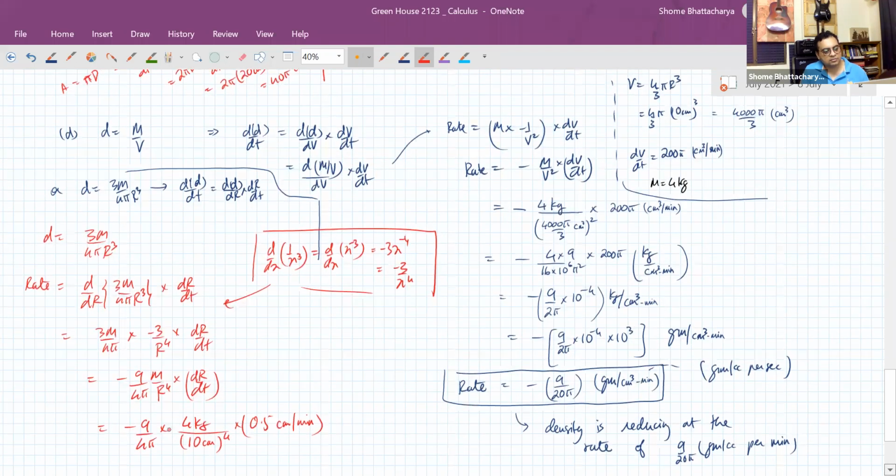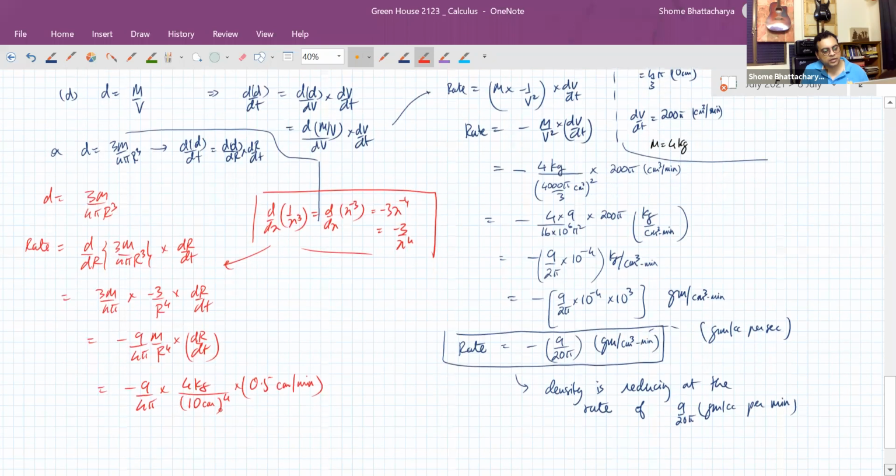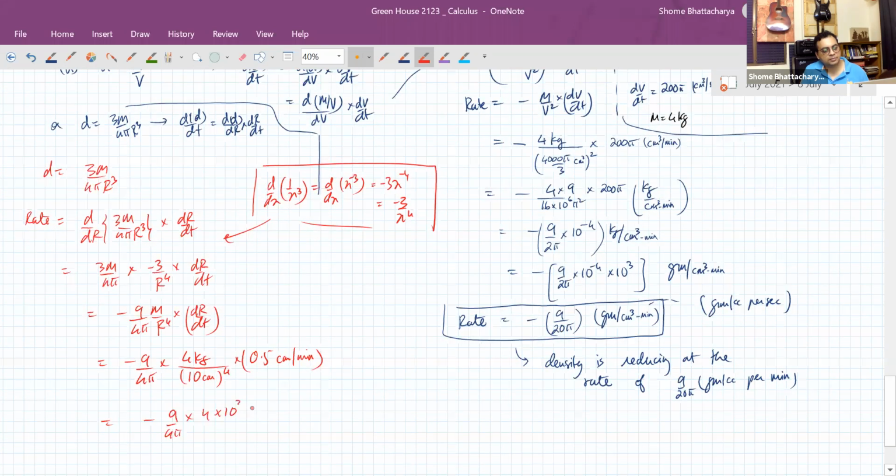So let's see. 9 by 4 pi into 4 into 1000, because I'll convert this to gram, divided by 10 raised power 4 centimeter to the power 4, into 0.5 centimeters per minute. This is giving me minus 9 by 2 pi into 1 by 10. I've taken the 0.5 as half, so that's how I got this. So I'm getting this in gram per cc per minute. That's correct.